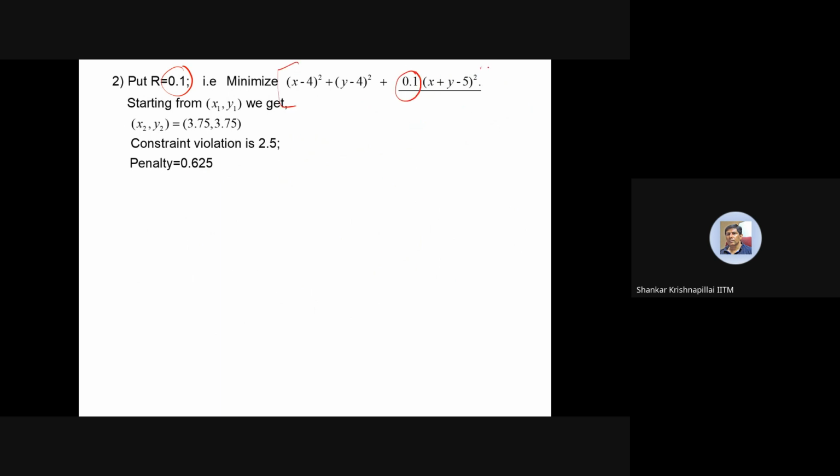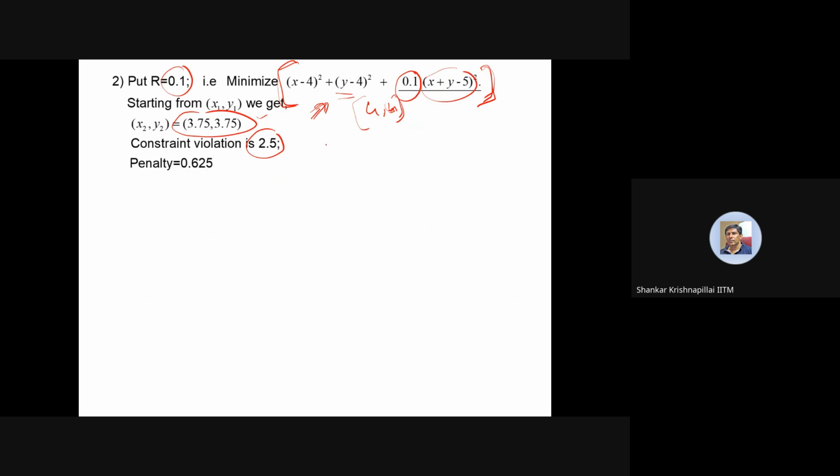This entire function can be solved by Cauchy's method or the Fletcher-Reeves method. And as the starting point you can use 4, 4, because that is the solution of the previous iteration. When you solve this problem with the Fletcher-Reeves method or MATLAB fmincon, you will get the next value of x1, y1 as 3.75, 3.75. So you have to check the constraint violation at 3.75, 3.75.